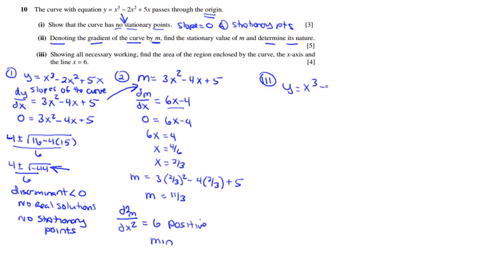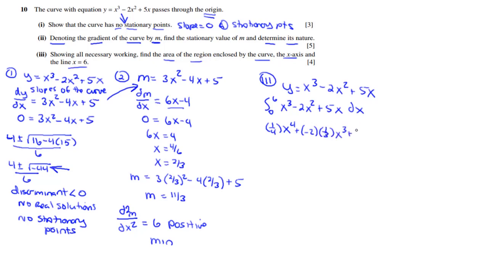Now number 3 says show all the necessary working to find the area of the region enclosed by the curve, the x-axis, and the line x equals 6. Well, this is going to be an area underneath the curve here. So we're going to have to integrate. And keep in mind that when we're integrating, we're going to add to the exponents and then multiply by the reciprocal. Anyway, I get this, and then I'm going to simplify it a little bit. And then I'm going to use this as my integration function. And I'm going to put the two limits of 6 and 0 in there.